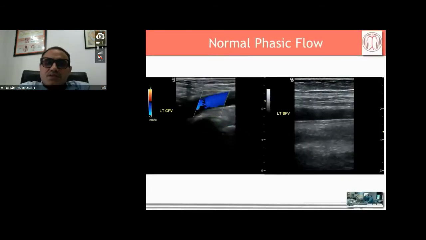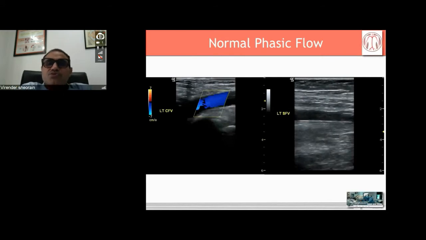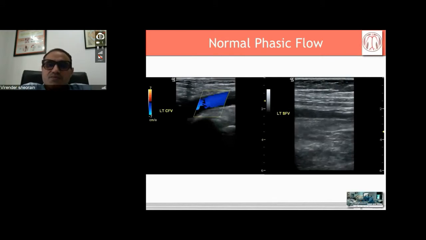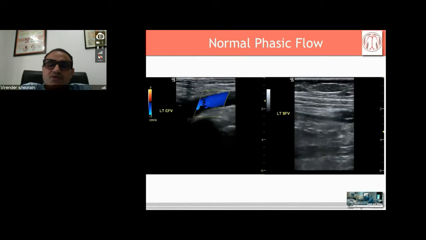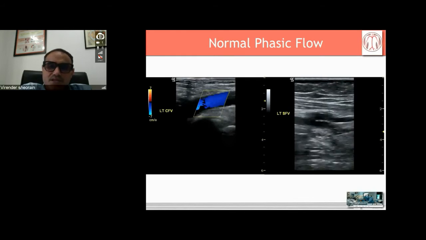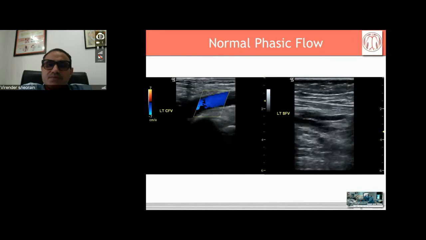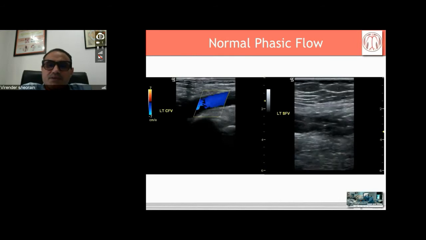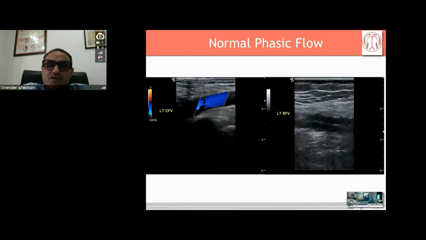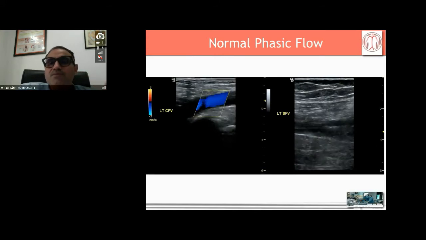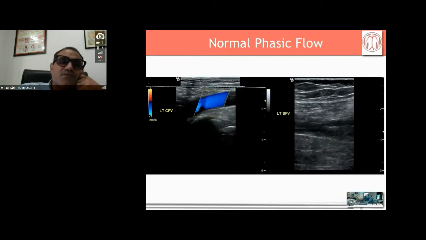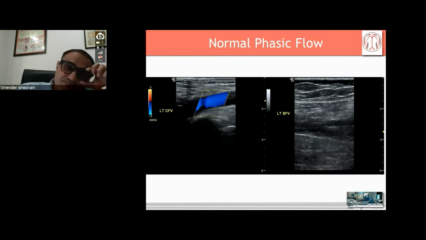This is a video loop which shows you the characteristics of the vein. The operator is doing a scan in the longitudinal plane, and he's compressing the vein and relieving the pressure. Here you can scan the entire vein and look for any pathology within the lumen. So do it in both the planes, I would say. Here you can see nice phasic flow on the video.